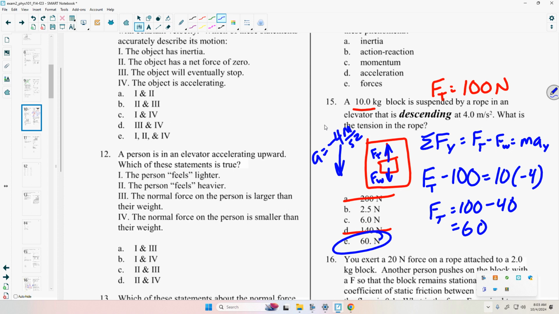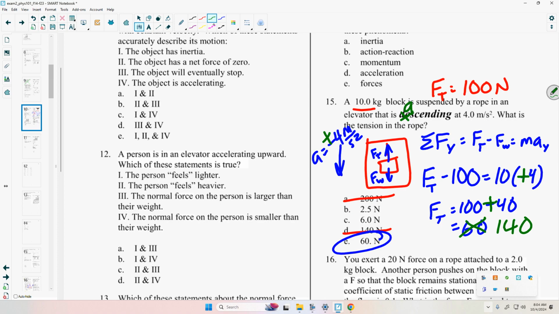If it's ascending, by the way, let's do that in green. If it was ascending, going up, that would mean that the acceleration would be positive, and the answer wouldn't be 60, it would be 140, which is also an option. That was option D. If it's ascending, then you feel heavier. You'll probably see some qualitative, some conceptual questions about that too. You've seen those on past exams, I'm sure.